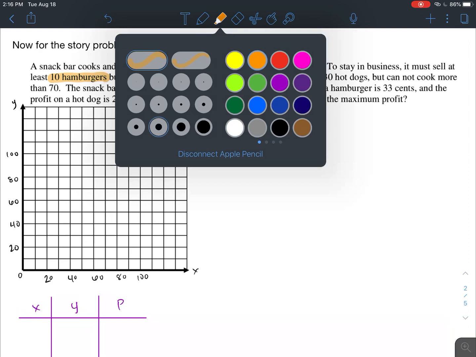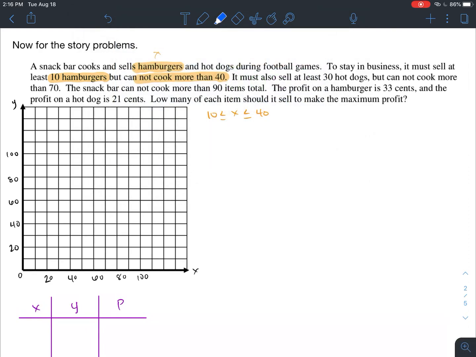Now let's go ahead and find our y variable. So right there, our hot dogs, I'm going to label that as the y variable. So it says to stay in business, again, it must also sell at least 30 hot dogs, but cannot cook more than 70. So there's another equation right there. So our y has to be greater than or equal to 30, but less than or equal to 70. Okay, so let's keep looking for some more information because we don't quite have all the equations that we need.